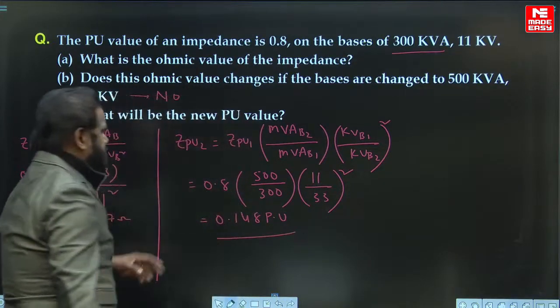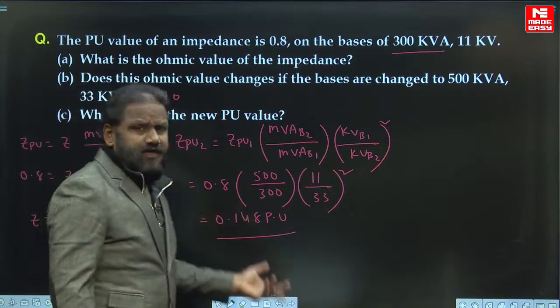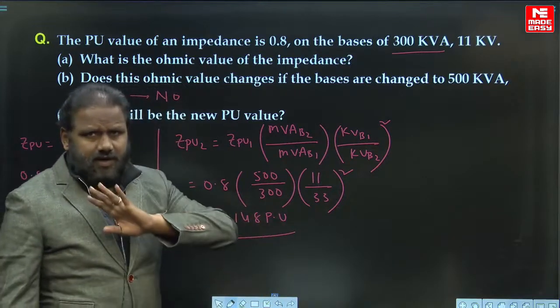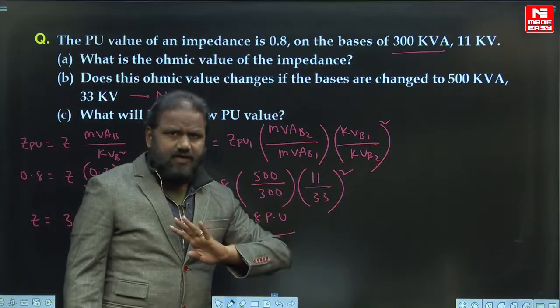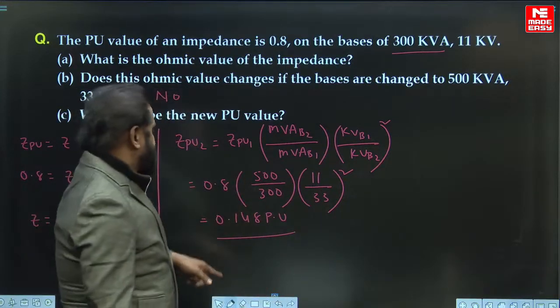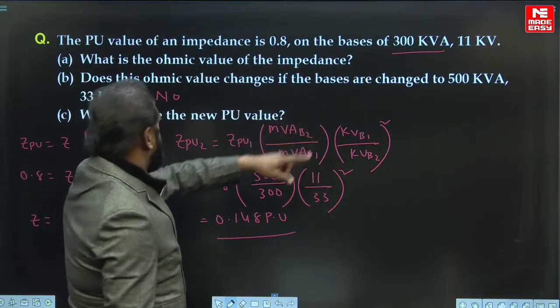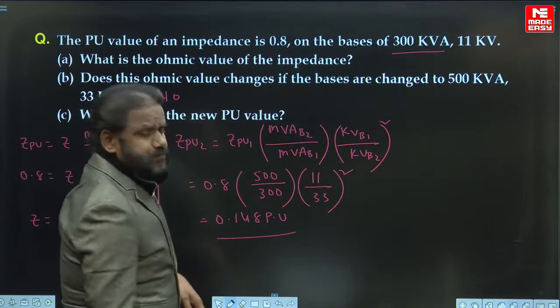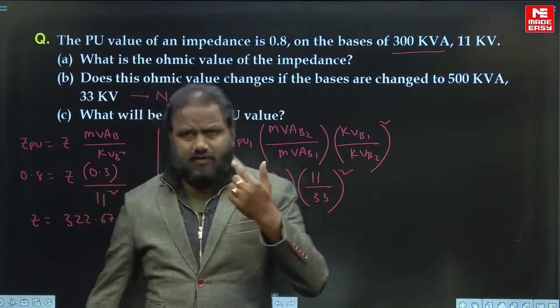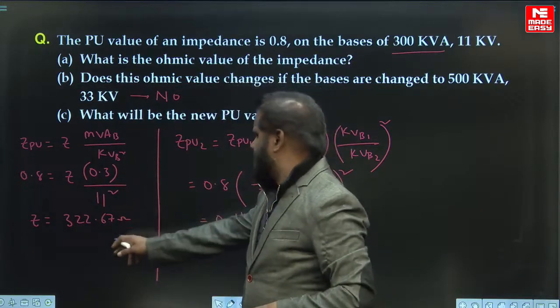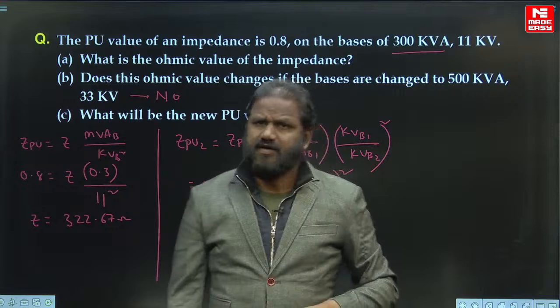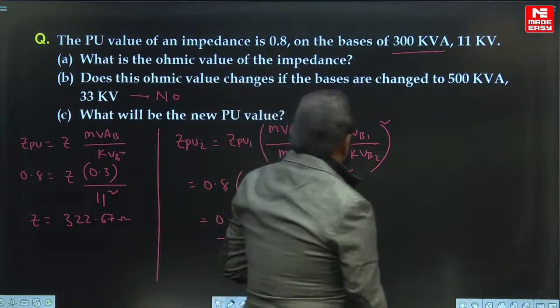This is the value. So if you change the bases, the per unit value changes, but the ohmic value does not change. So with 0.148 at 500 kVA and 33 kV, if you make a calculation, what is the per unit value? Definitely you will get 322.67.